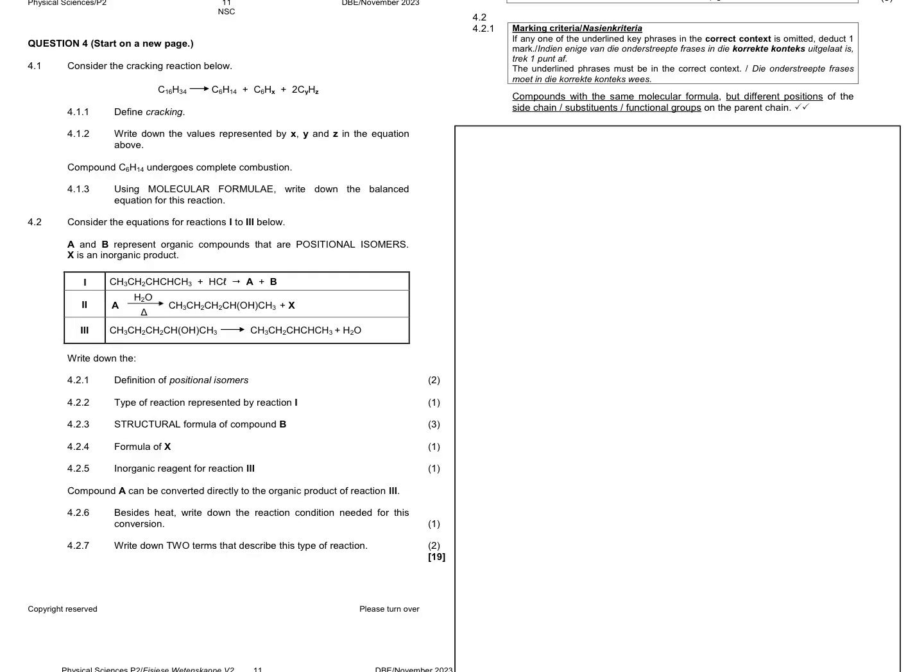Functional isomer, there's only 2 examples. Esters and acids, and ketones and aldehydes.